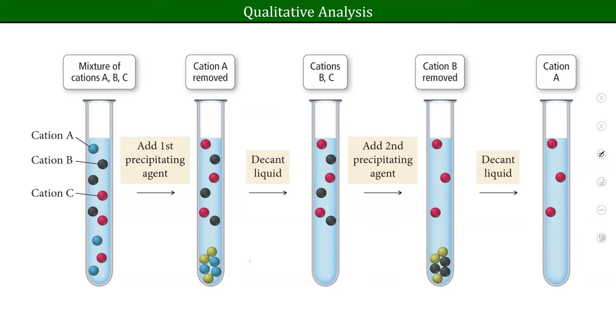You can start with a mixture of three different metal cations. These are my most likely ions. Add something that precipitates one of them out, but not the other two. Then you're left with a solid forming at the bottom, and your other cations, B and C, are still dissolved. You can decant that, a term you used in the lab before. You decant something. It doesn't mean that you're pouring wine. It does mean you're pouring wine sometimes, but decant literally means, in chemistry terms, you're pouring the liquid and leaving the solid behind.